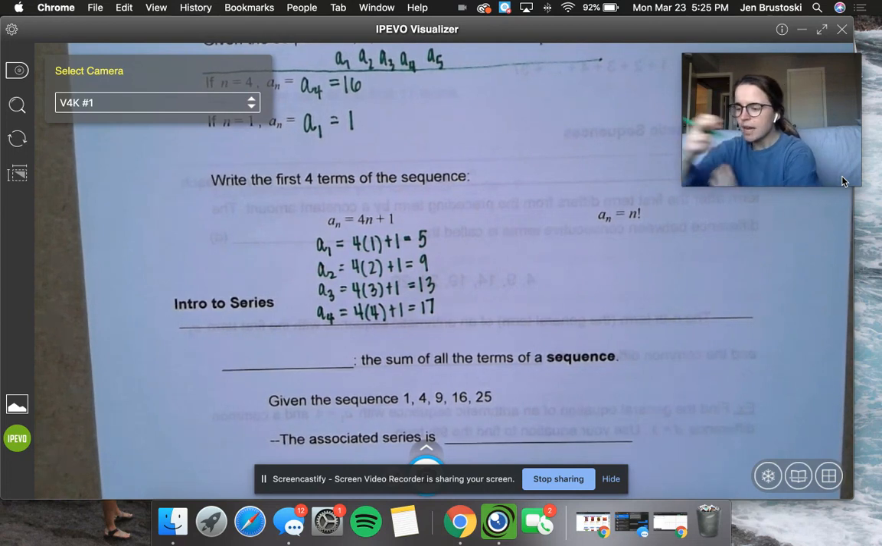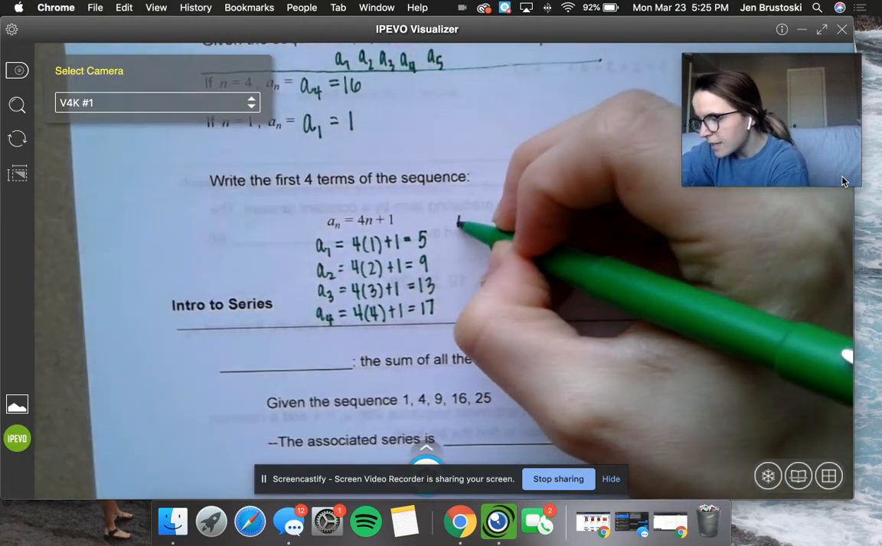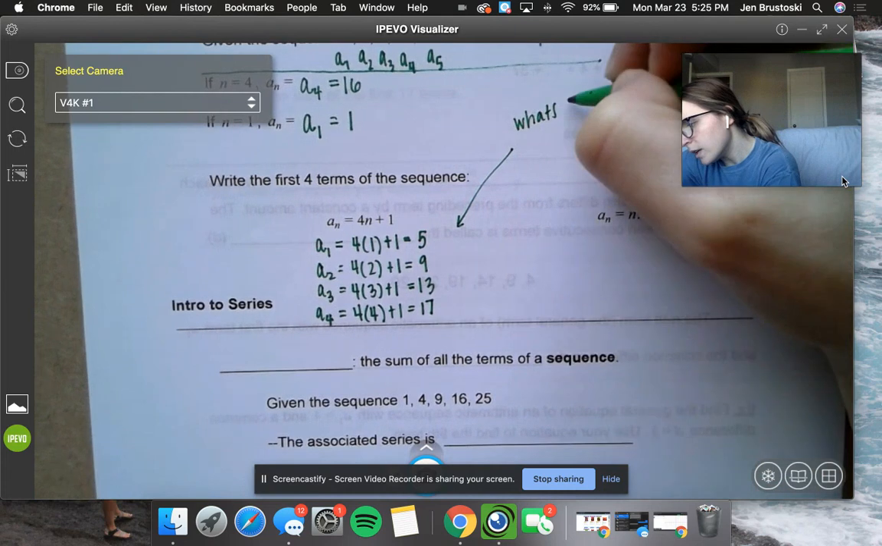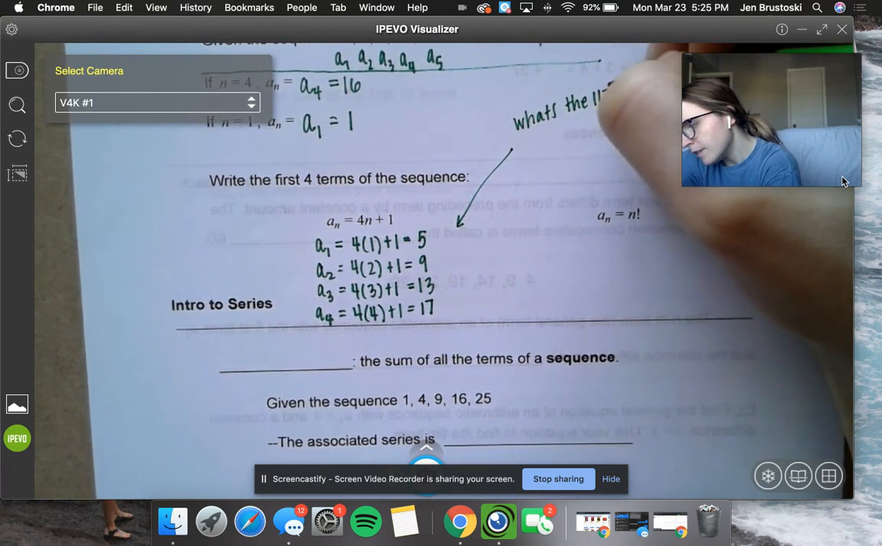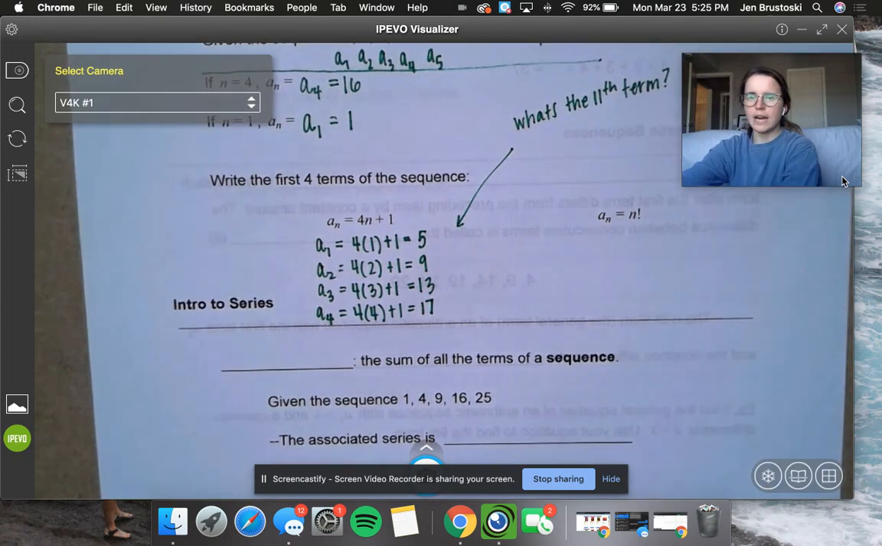Okay, so sometimes it's going to have us list the first few. Sometimes it might ask something like, what's the 11th term? 11's not so bad, but what if it asks us what's the 100th term? Then that's going to be pretty frustrating to have to write out all 100 of the terms.